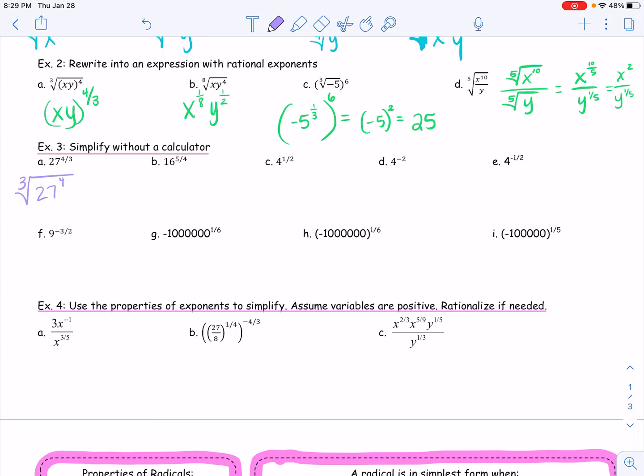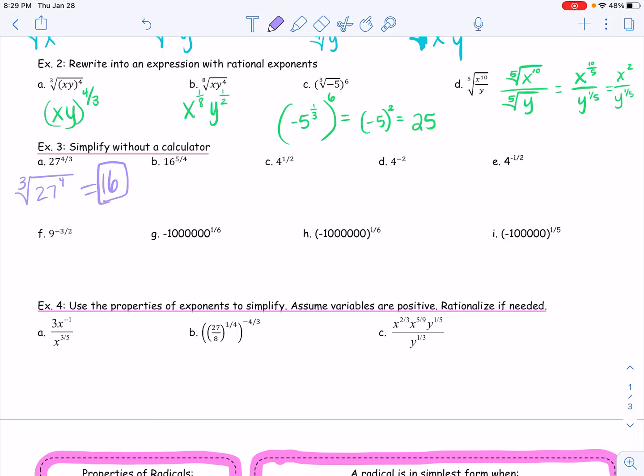But I know that I read left to right, I graph left to right, so I'm going to evaluate this left to right. What is the cubic root of 27? 3. What is 3 to the 4th power? 81. Boom, baby. Done. Yes, it is that easy. And how cool is that, right? Work smarter, not harder. Let's try it again.